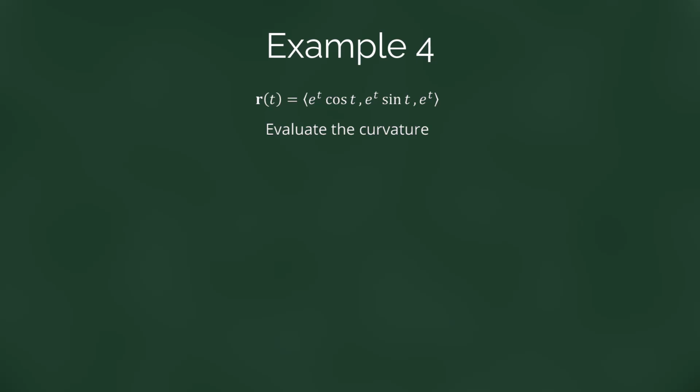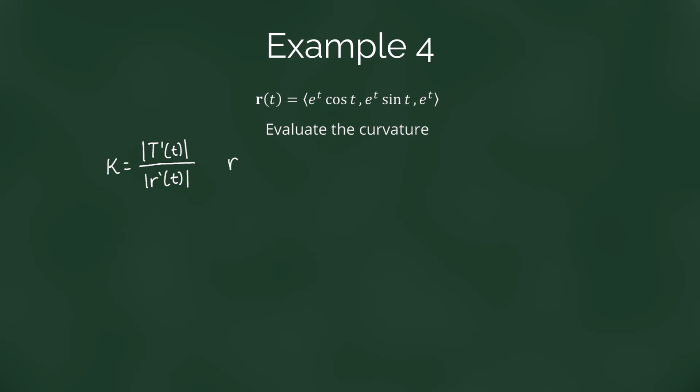All right, last example. I think this might take us on kind of a wild ride. Hopefully we can get through it, avoiding too many sign mistakes. I'm going to do this one straight from the definition of kappa as the magnitude of T prime of t divided by the magnitude of r prime of t.